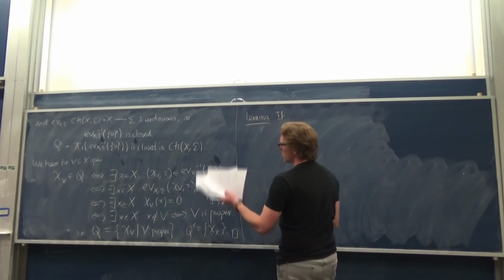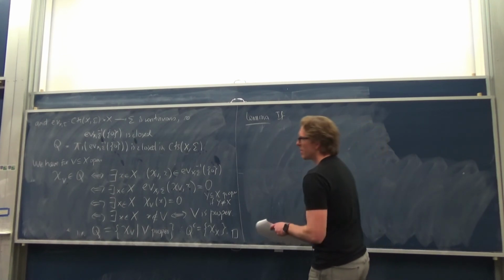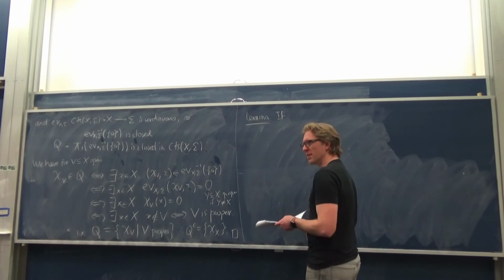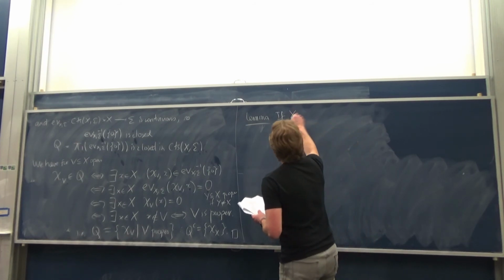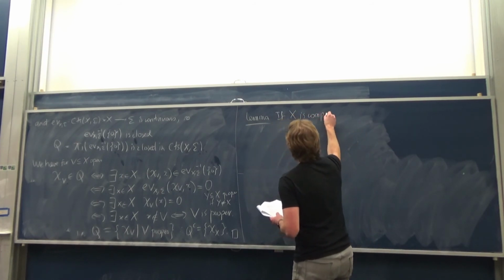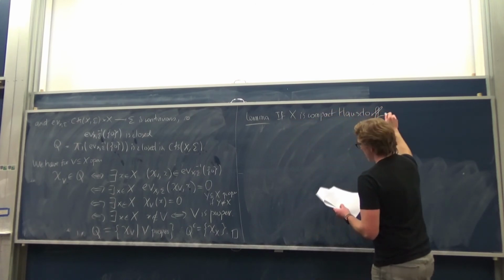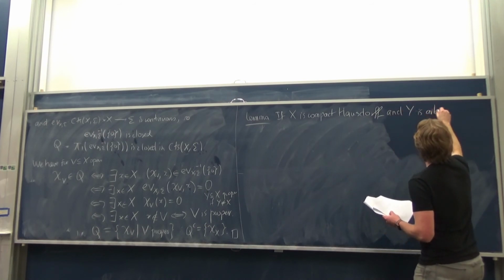I mean, if it's the 2-point space with the discrete topology, then that's just saying, I mean, that parameterizes disjoint open subsets whose union is X. That's not really playing the relevant role. Yeah. So X is compact Hausdorff, and Y is arbitrary.